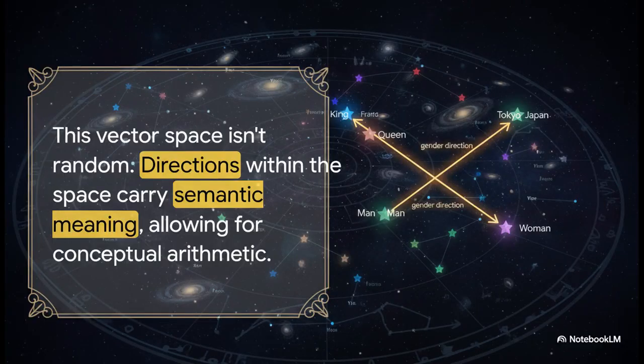And this is where it gets really, really cool. It's not just about how close words are on this map, the directions between points also carry meaning. This means the model can do a kind of semantic math. It can literally add and subtract ideas as if they were numbers.